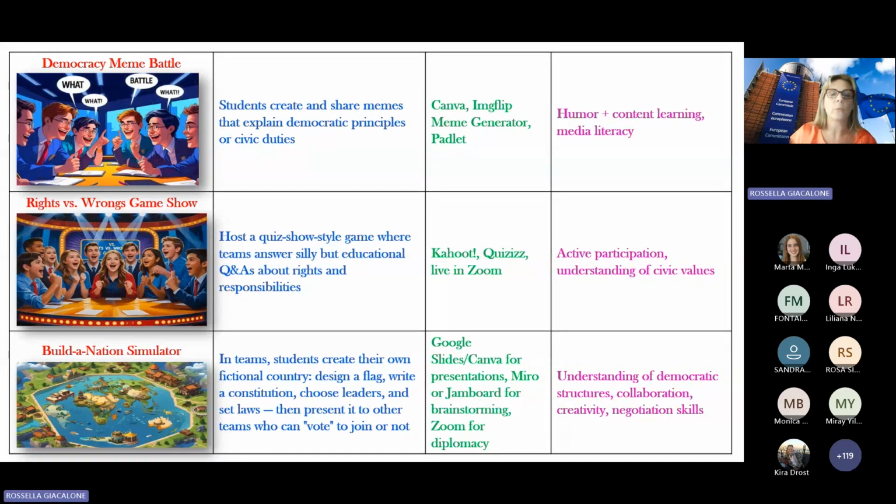So these are other activities in which students can create and share memes, they can host a quiz show style game, they can work in teams, they can create their own fictional countries, for example, in the last one, in order to build a nation simulator. So they can design or invent their own flag, or they can write a constitution. It's very difficult, or they can choose leaders, they can set laws, and then they can present it to the other teams of the other countries, and the other countries can vote, for example.